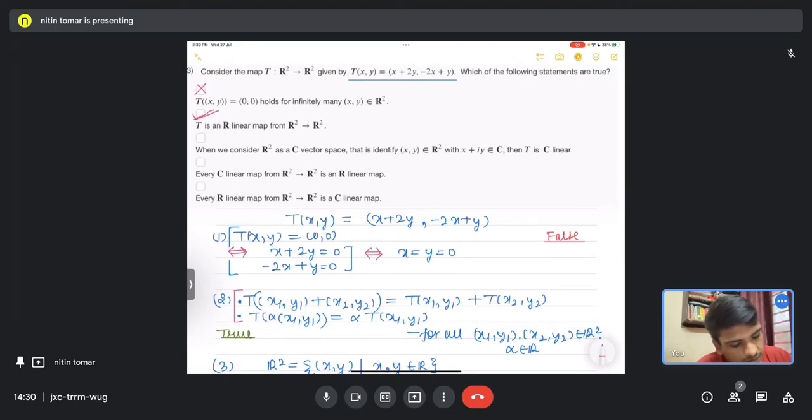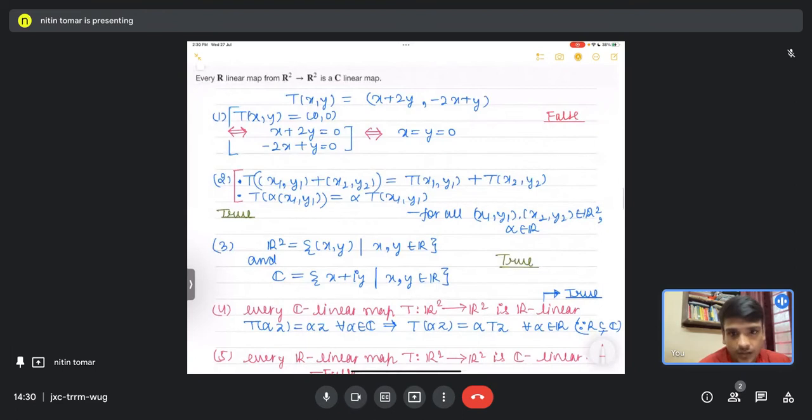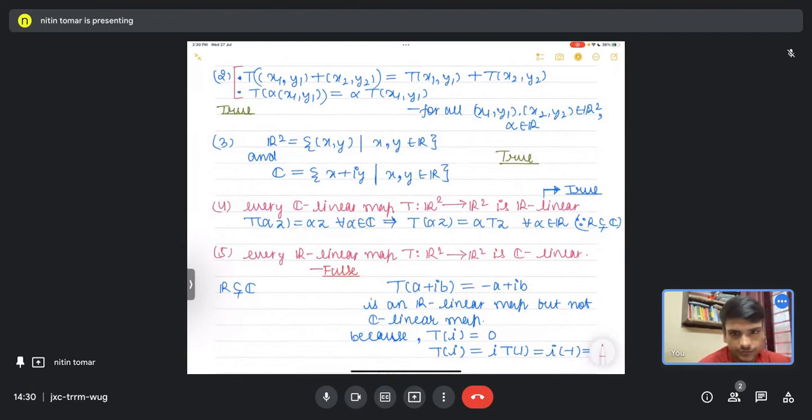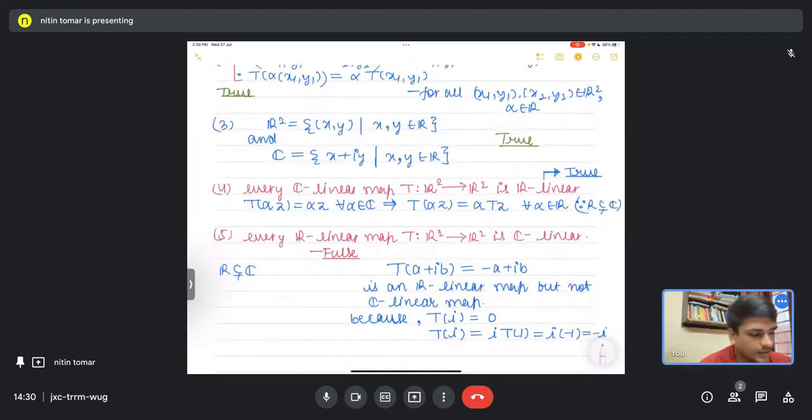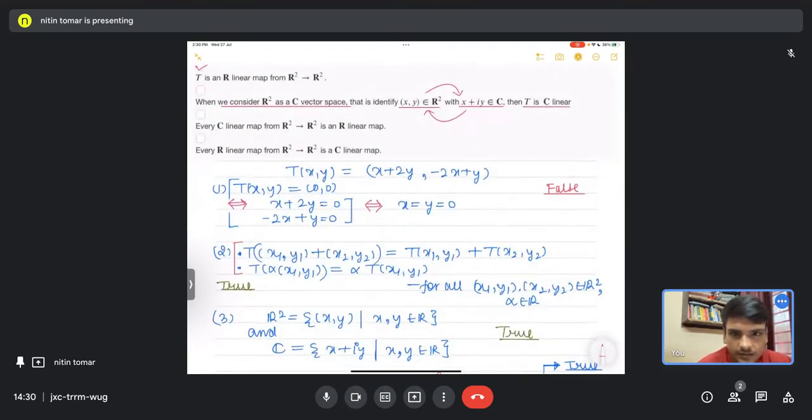Now the question is, when we consider R squared as a C vector space, how do we consider it? If (x, y) belongs to R squared, we can have x + iy in the complex plane and vice versa. So from here to here we can go, and from here to here we can go. Then the question is whether or not T is C linear. C linear means the scalars you are pulling out should be from the complex plane, and you can check that this is also true. Just because T is simple, it's a matter of checking, nothing else.